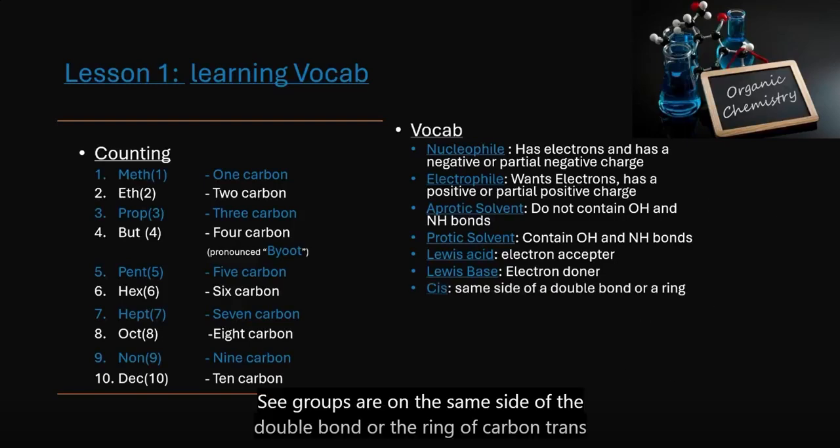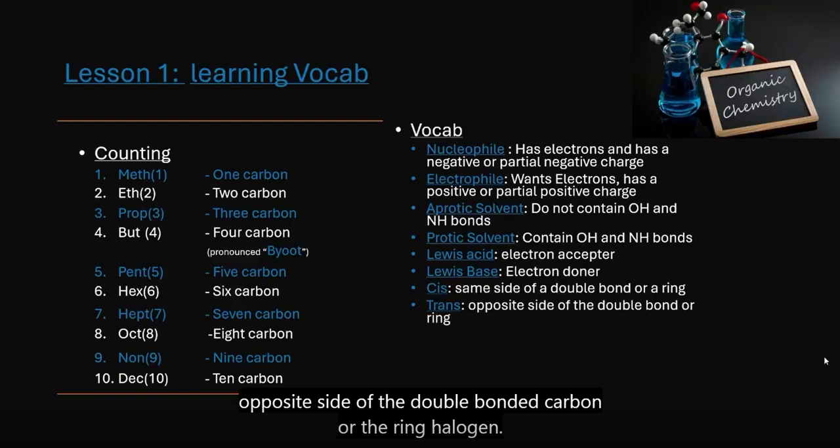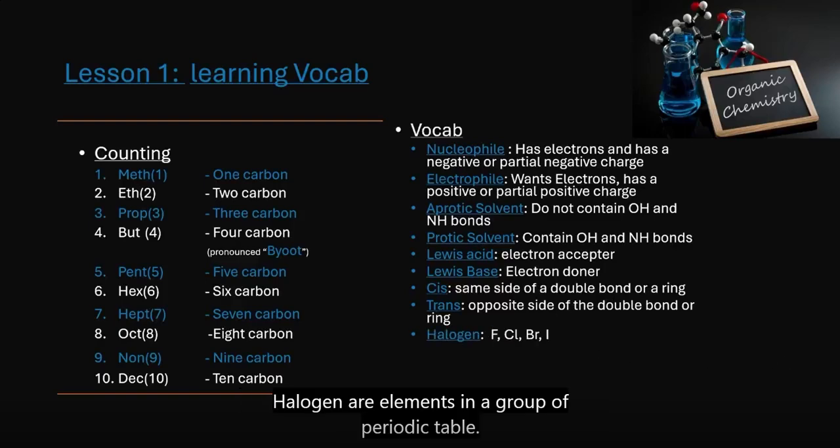Cis. Groups are on the same side of the double bond or the ring of carbons. Trans, opposite sides of the double bonded carbons or the ring. Halogen. Halogens are elements in a group of the periodic table. The most common ones in organic chemistry are fluorine, chlorine, bromine, and iodine.